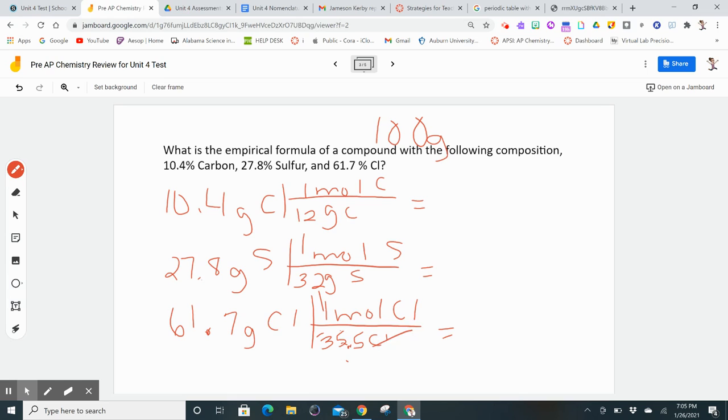Okay, so we're going to just divide these out now. So 61.3 divided by 35.5 is 1.72, or actually it's 73. 27.8 divided by 32 is 0.86. And this is moles.